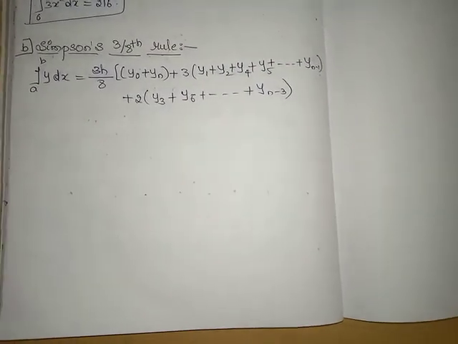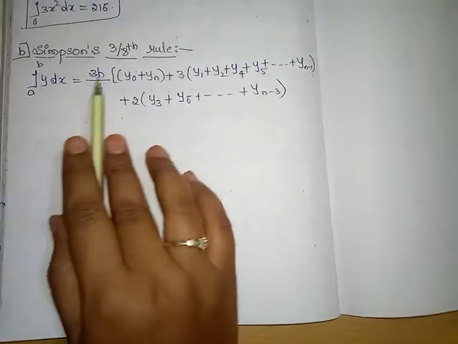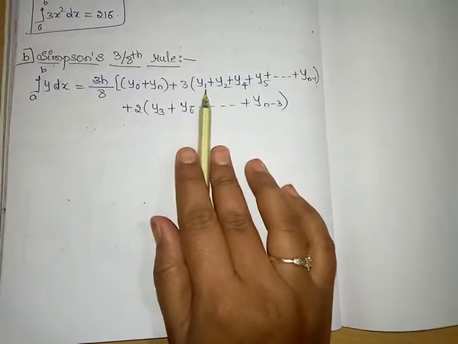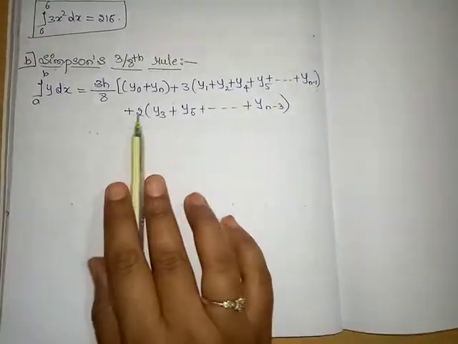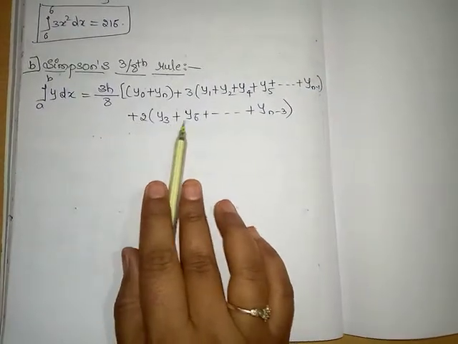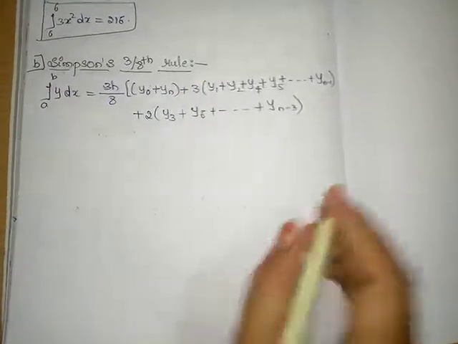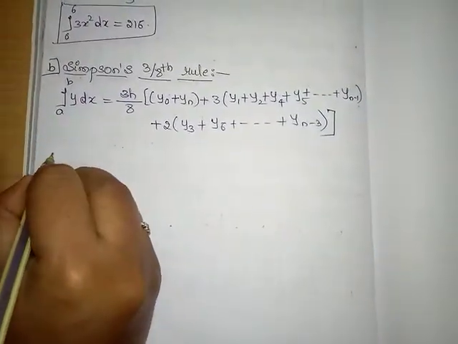Simpson's 3/8 rule. The general formula is the integral from a to b of y dx equals 3h by 8 times [y0 plus yn plus 3 into (y1 plus y2 plus y4 plus y5 and so on up to yn minus 1) plus 2 into (y3 plus y6 and so on up to yn minus 3)]. Let us write the formula for this given example.